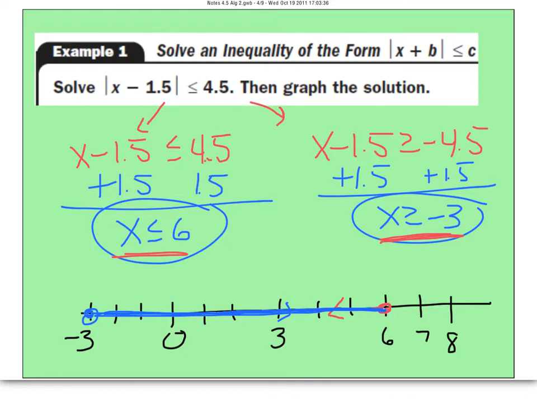And this is going to be true every time. Whenever you have a less than absolute value inequality, the graph will look like a line segment. They're going to come together.